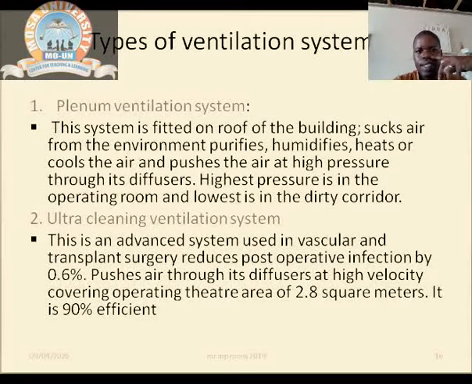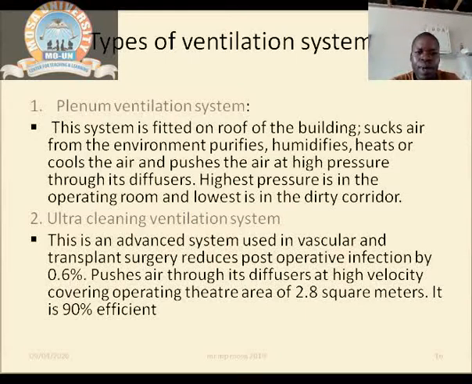So let's look at types of ventilation system. We have what we call plenum ventilation system. This system is fitted on the roof of the building, sucks air from the environment and purifies it, humidifies it, heats or cools the air, and pushes the air at high pressure through its diffusers. Highest pressure is in the operating room and lowest in the dirty corridor.